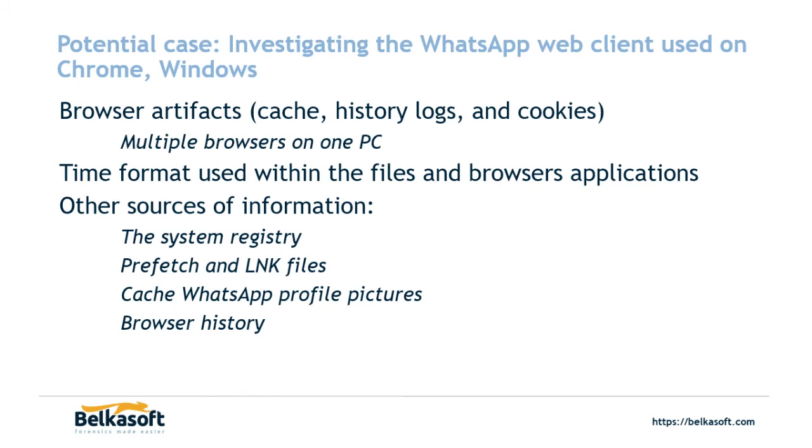One more thing is the cache of WhatsApp profile pictures. From the cache folder, you may find pictures of the suspect, the victims, and pictures sent in group chats. And in the end, browser history. You may find information on when a user last accessed WhatsApp Web on their browser, such as the last date and time they visited the platform, the number of visits, and even the number of times the WhatsApp URL was used.